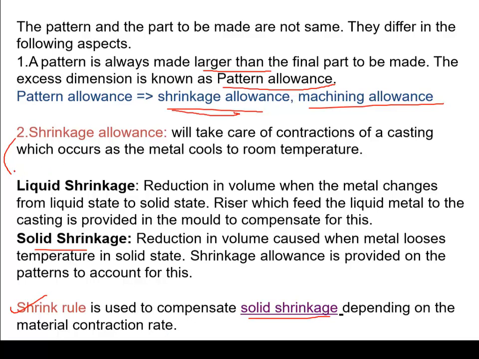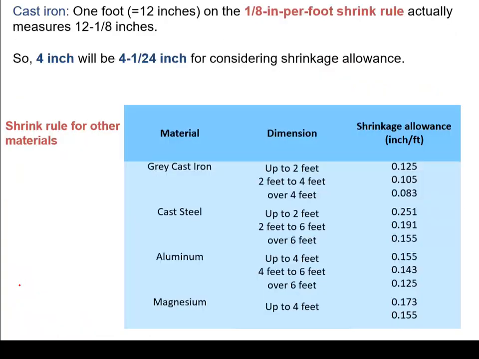So the liquid shrinkage can be neglected and solid shrinkage must be considered. I'm going to take an example for the cast iron, and we know that 1 foot equals 12 inch. For the cast iron, there is a solid shrinkage of 1/8 of an inch per foot of the shrink rule. What is the meaning of this?